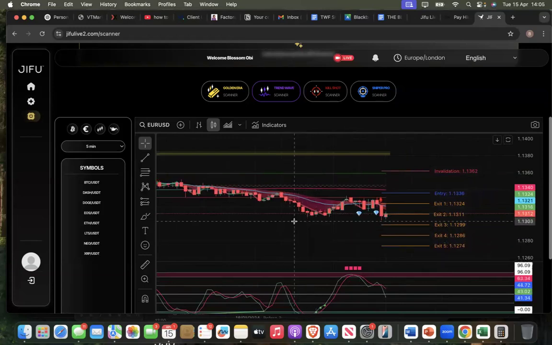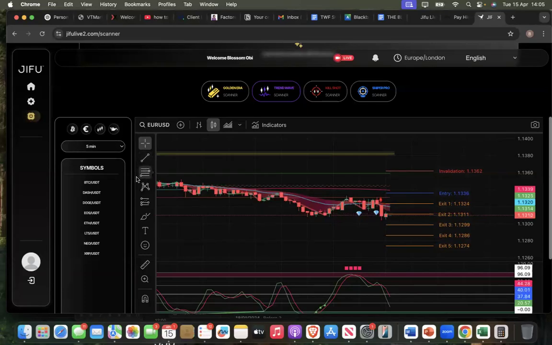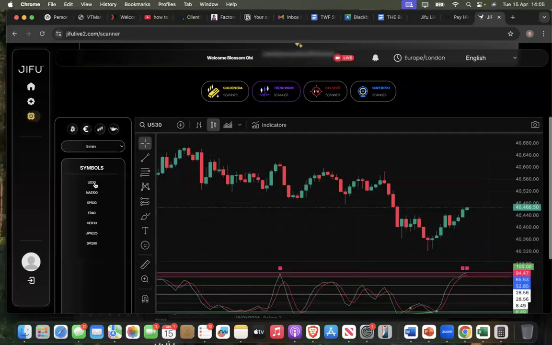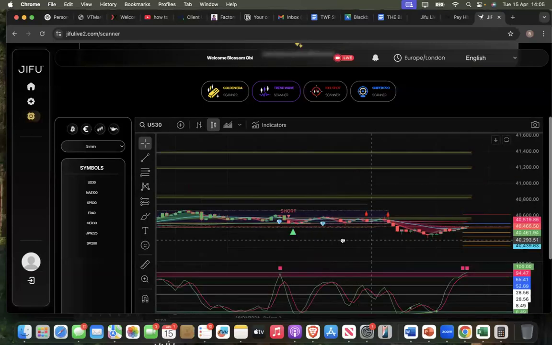I'm going to be talking about how to use the trend wave in connection with the Q shots. Usually around this time is New York session opening, so I mostly trade US 30 around this time, which is indices. So you come here, you select US 30. We'll look at it on 5 minutes.